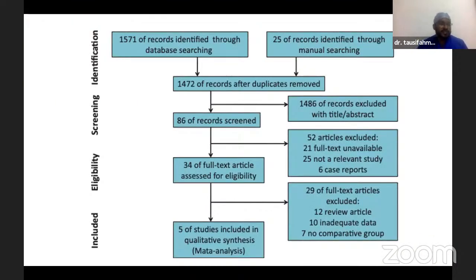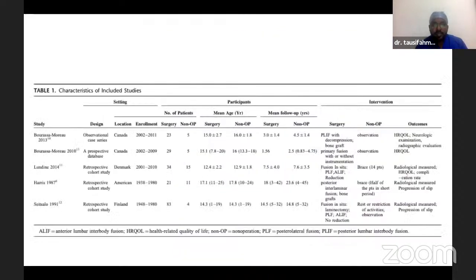In total, 1596 studies were identified by the search, and after reviewing titles and abstracts, 86 articles remained for screening based on inclusion criteria. 34 full-text articles were selected for assessment. 29 studies were excluded, and only 5 studies were included for meta-analysis. These included 3 retrospective cohort studies, 1 prospective database, and 1 observational case study.